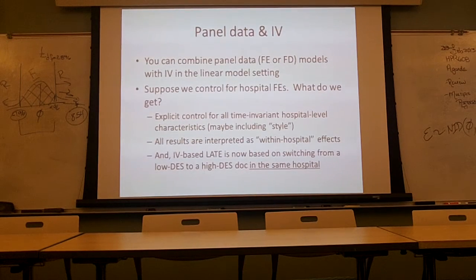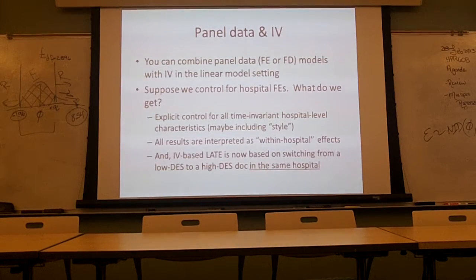But wait, there's more. So two-stage residual inclusion is great, but everything we've talked about so far has been in the context of controlling for observables, right? We spent a good week and a half talking about panel data, fixed effects, first differences, and all the benefits that can get. Turns out we can combine our fixed effects estimators and our IV estimators, at least in a linear framework. So here's where we're kind of back in the linear regression world again.